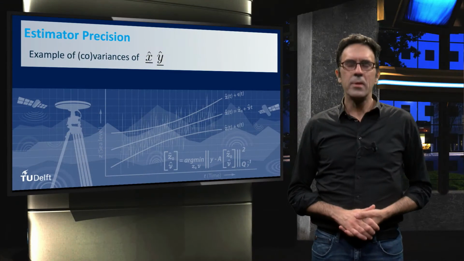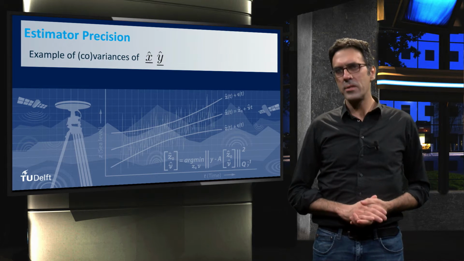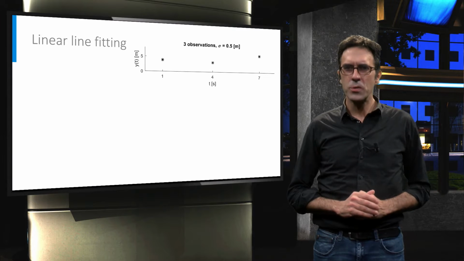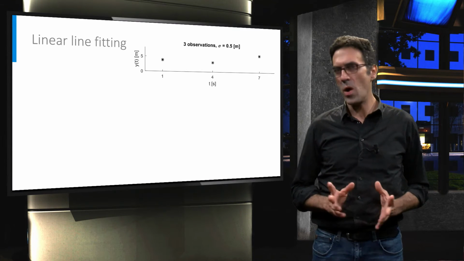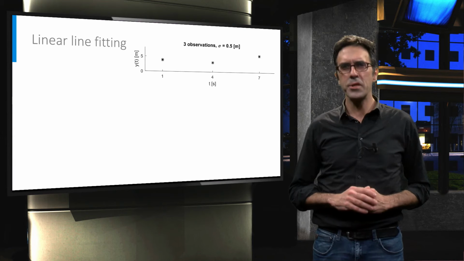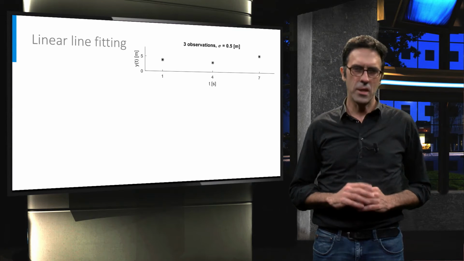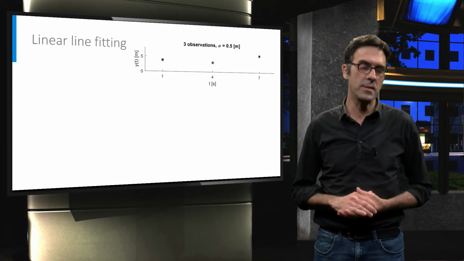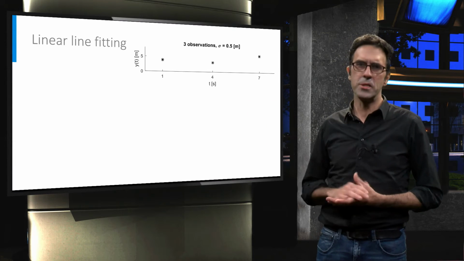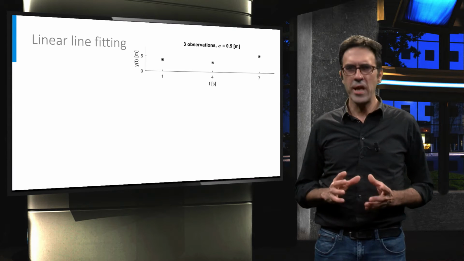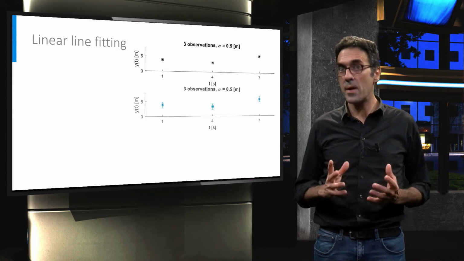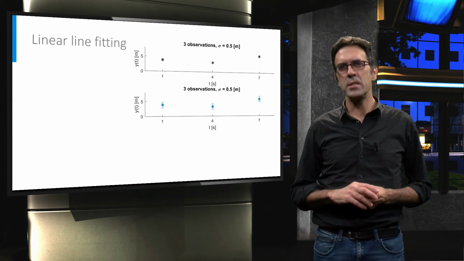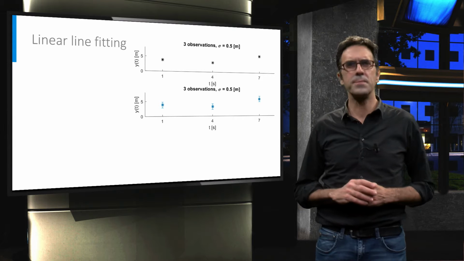Let's look at an example of how the precision of various estimators, so x hat and y hat, behave. Suppose we have 3 observations of a value y in meters as a function of time t. The observations are made at times t is 1, t is 4 and t is 7 seconds. We show the observations in this plot. The observations have a measurement error with sigma 0.5 meters. We visualize this here with the 2 sigma error bars.